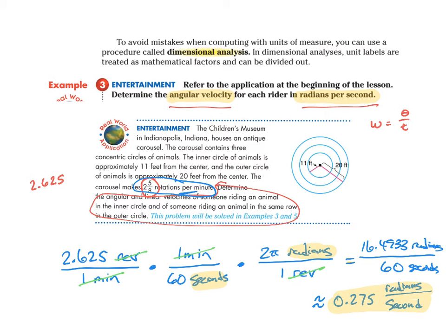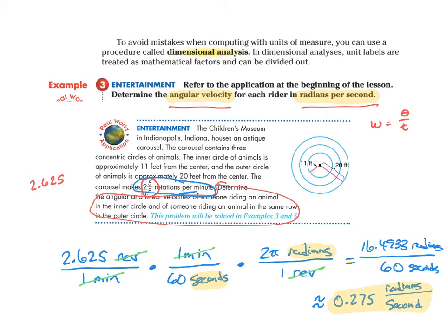Does it tell me what I want to round to? They didn't this time. I'm going to leave it at 0.275 until we decide what we need. But this idea of dimensional analysis is going to be important, because it's going to allow you to take information given in the incorrect units and convert it to the information that you need in the correct units.